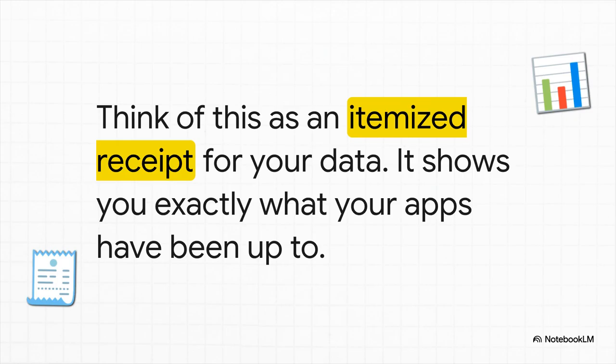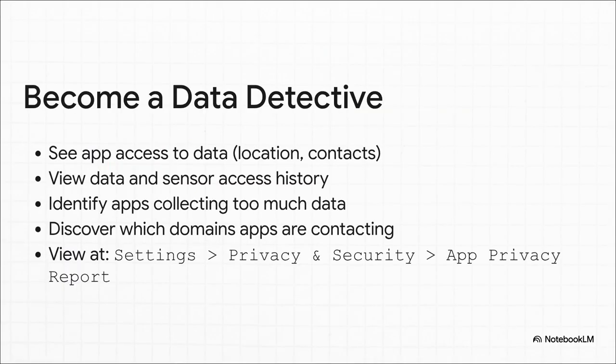So your first stop for any privacy checkup should be the App Privacy Report. This thing is basically a transparent, itemized receipt for your data. It shows you exactly what all your apps have been up to behind your back. Seriously, by diving into this report, you can become your own data detective.